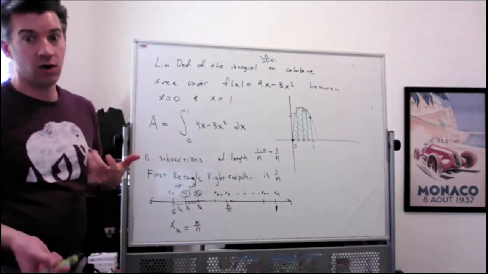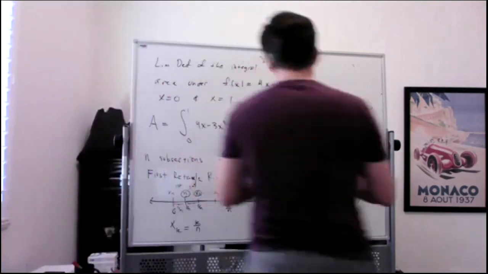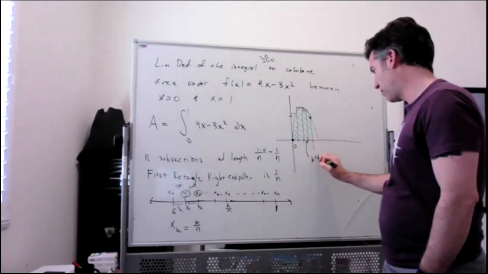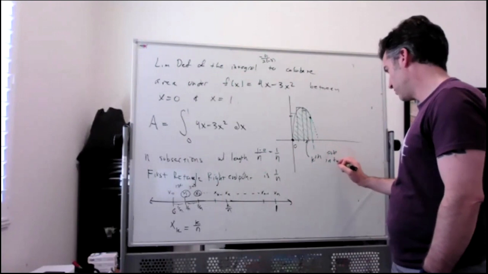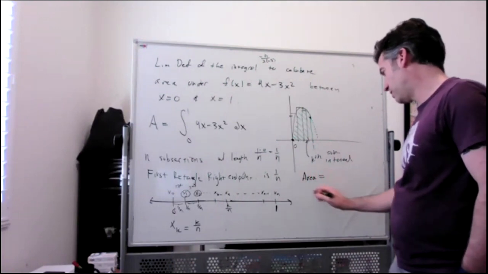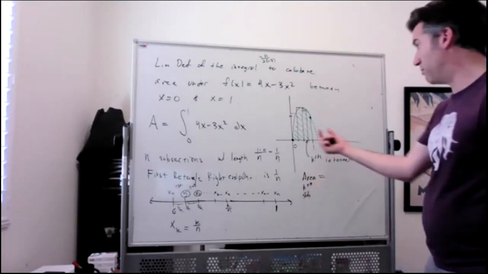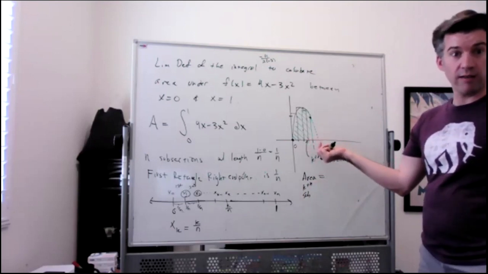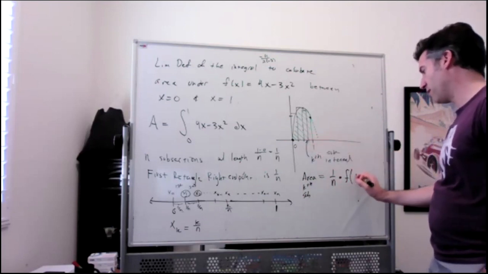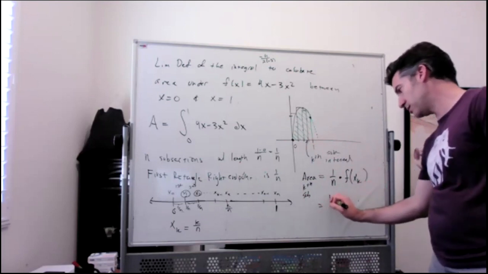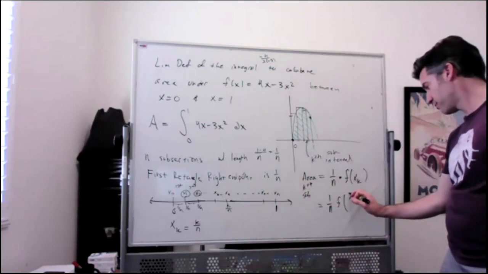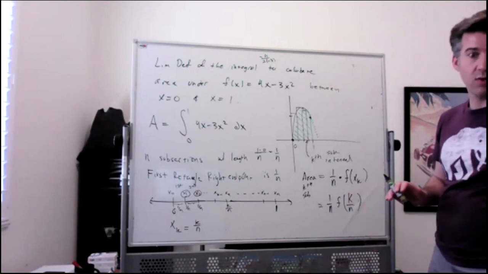Okay, so what is the area? Let's look over here. Let's say this is my kth subinterval. The area of that kth subinterval is the base, the base width is 1 over n, times the height. And the height is f of x sub k, which in this case is f of k over n. Questions about this?